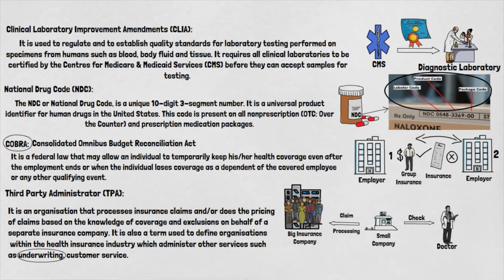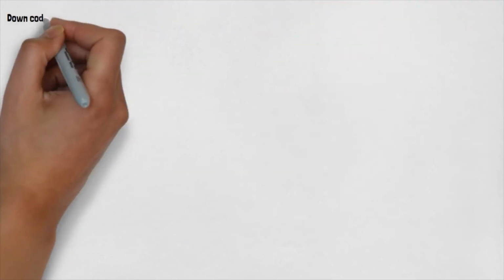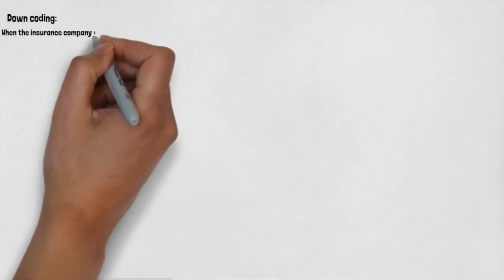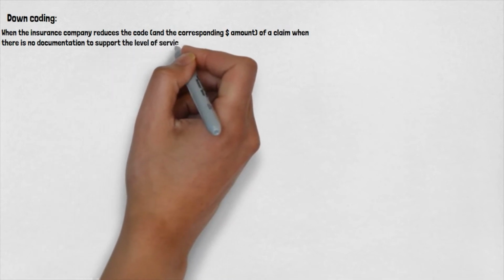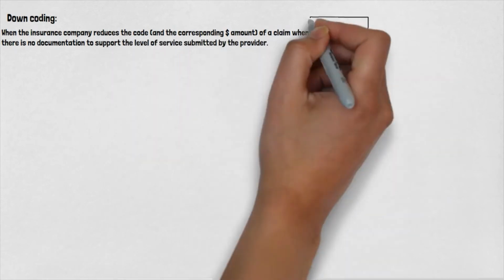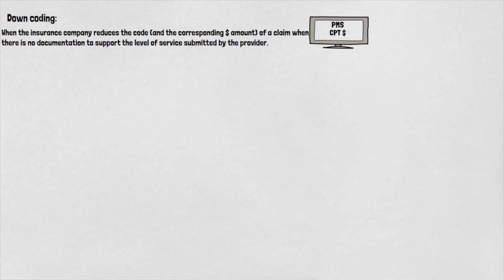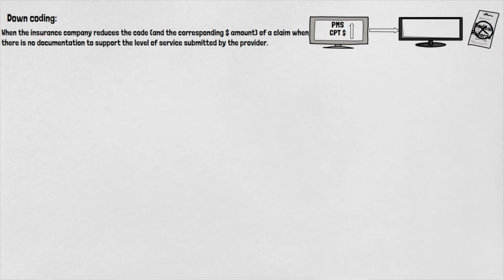Now, the next one is downcoding. When the insurance company reduces the code and corresponding dollar amount of a claim when there is no documentation to support the level of service submitted by the provider. Now, say for example the provider bills a high-level CPT code to the insurance company without supporting documentation like medical records, and the insurance feels that the service provided to the patient does not require a high-level CPT code. Now, as we have already discussed, a high-level CPT indicates more time spent with the patient. Then the insurance company will reduce the level of CPT while paying the provider.